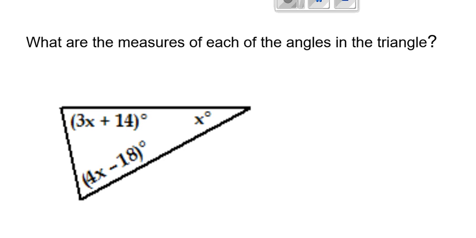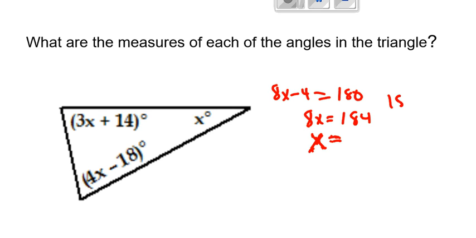All right, on your own, try that one. All right, so I got 8x minus 4 equals 180. 8x equals 184. And then when I divide both sides by 8, 16, 24, that's going to give me 23. Okay, and then you can plug it in and find the other angles.